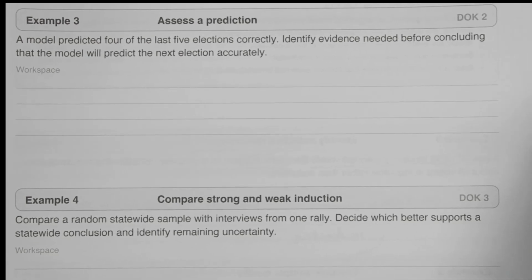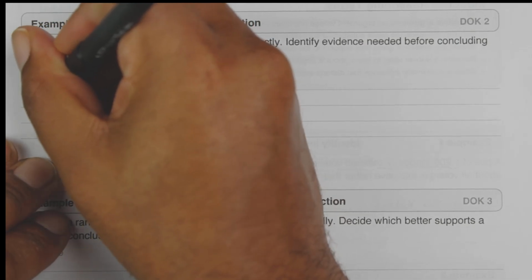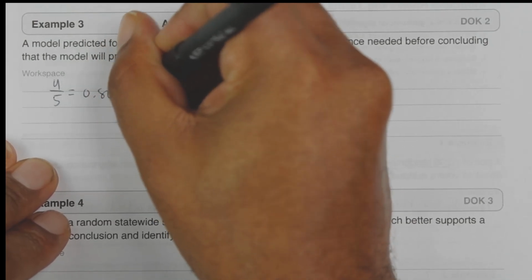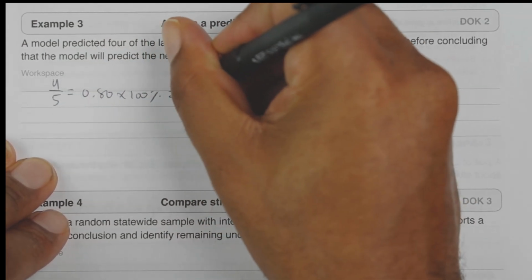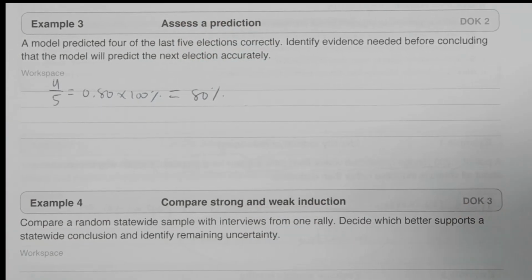This is how to assess a prediction. Suppose a model correctly predicted 4 out of the last 5 elections. So its observed success rate is essentially 4 out of 5, which would be 0.80 times 100%. That is an 80% success rate, which is very, very high. Can we conclude that it will accurately predict the next election?